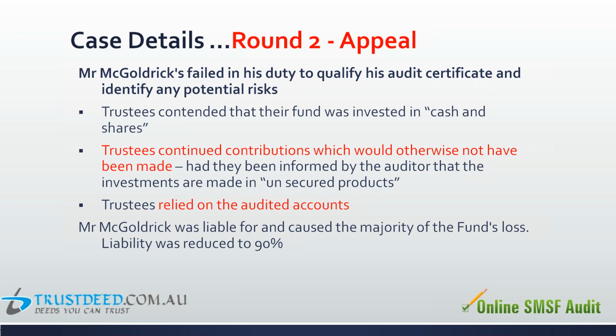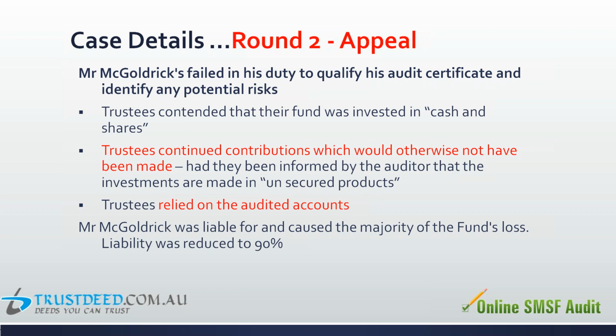The trustee continued to make contributions. And had they been alerted and had they been told that it's an unsecured loan to an entity, they would have not made any further contributions into the fund. Another factor which, on appeal, the judges found was that the trustees actually relied on the audited accounts and on asking Mr. Lewis how the fund was going. Anthony Lewis replied to Lance Beer and said, "It's an audited entity, and you have nothing to worry about."